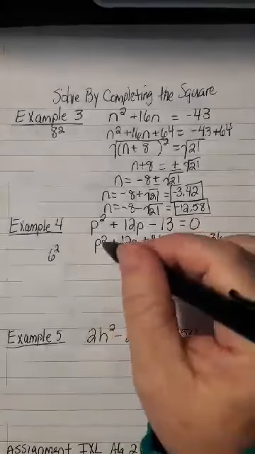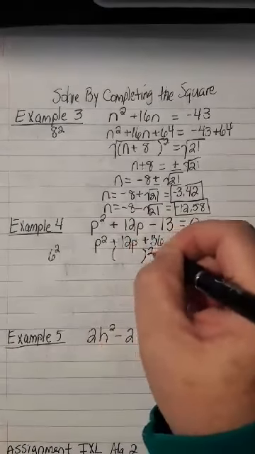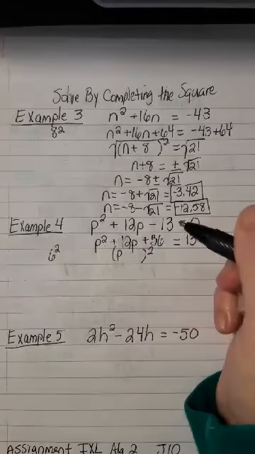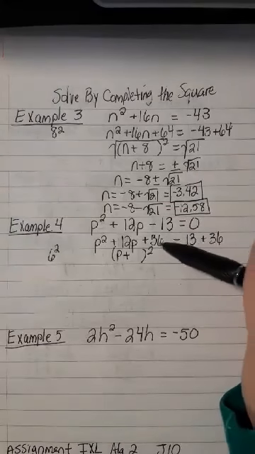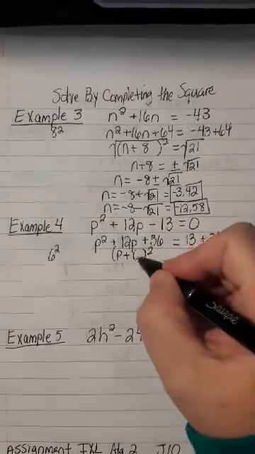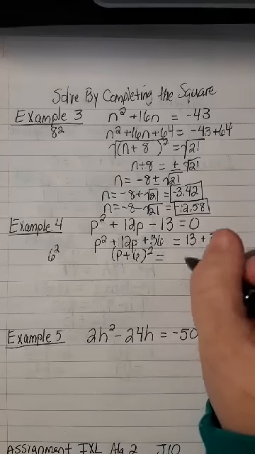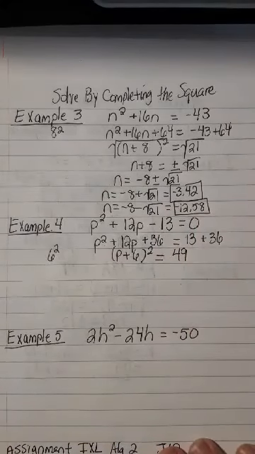So now we're ready to factor this trinomial into the binomial to the second power. Take the square root of p to the second, which is p. Use the sign in the middle. Take the square root of the last term, which is 6. And then equals. And now you add these two together and get 49.